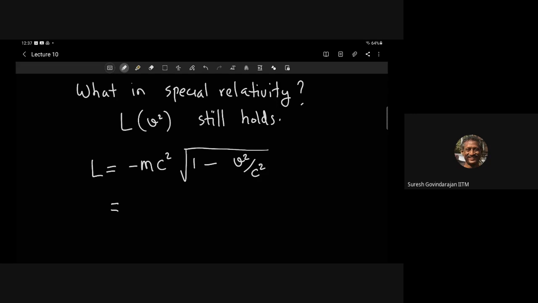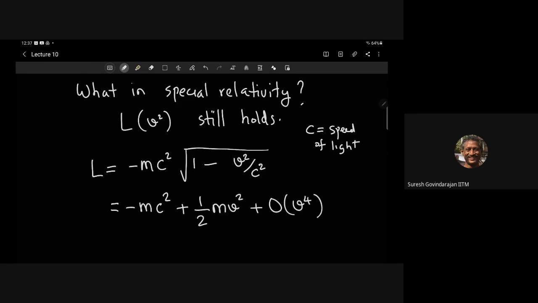Okay, so there's an additional parameter. C is the speed of light. It's just a free parameter. In special relativity, we have one more parameter. So now if you go ahead and do a Taylor expansion of this, you will get minus mc squared plus half mv squared plus order v to the power 4. So this is what we called L naught.